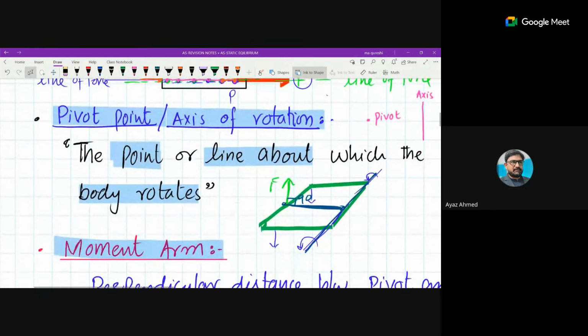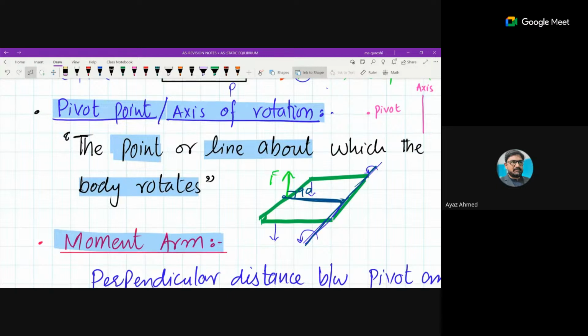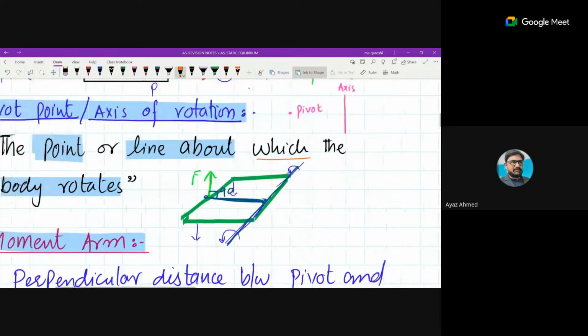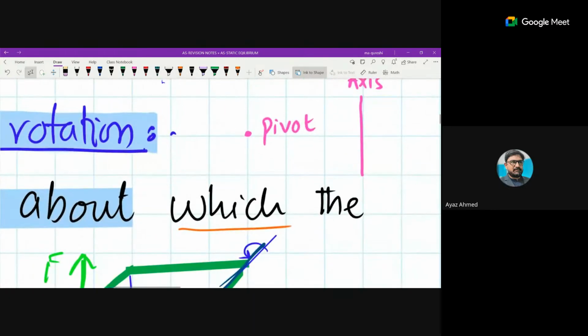So the pivot or axis of rotation is basically the point or the line about which the body rotates. If it is a simple point, it is called a pivot. For example, if I have a rod fixed with a nail at a point, and I apply a force over here, just like the minute and second arms of your clock, they are pivoted at the center.